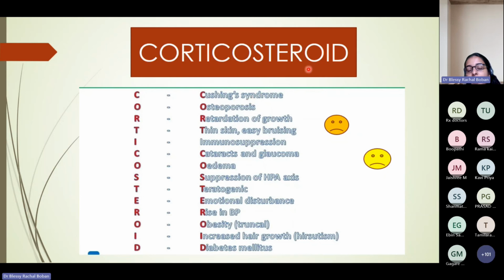Or osteoporosis. So if you are on long-term therapy of corticosteroids, you should have vitamin D and calcium supplementation to prevent osteoporosis, especially in elders. R for growth retardation, T, thin skin, I, immunosuppression. So you may be getting superinfections, recurrent infections. C, cataract, glaucoma, or edema. S, suppression of HPA axis. T, teratogenicity. E, emotional disturbance. R, hypertension, rise in BP, or obesity. O, increased hair growth, hirsutism. So that is with corticosteroids.